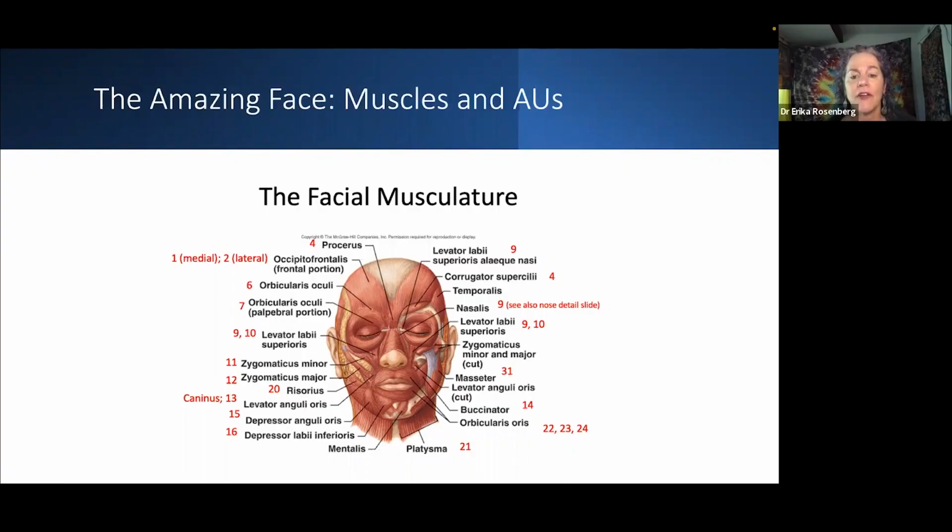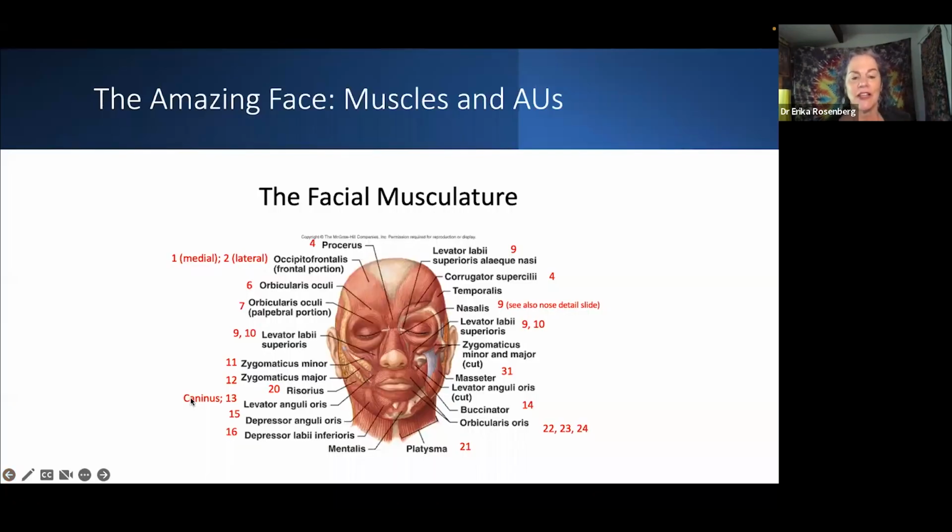By contrast, you can have an AU like AU4, which brings the brows down and together, and I'm demonstrating that right now. Action unit 4 involves 3 sets of fibers. You have corrugator supercilii, which brings the brows together, procerus, which brings them down, and another set of fibers is not actually on this diagram, which is depressor supercilii.